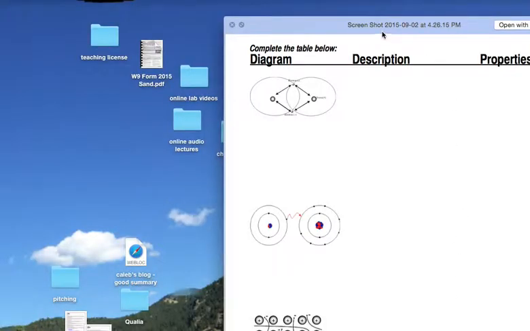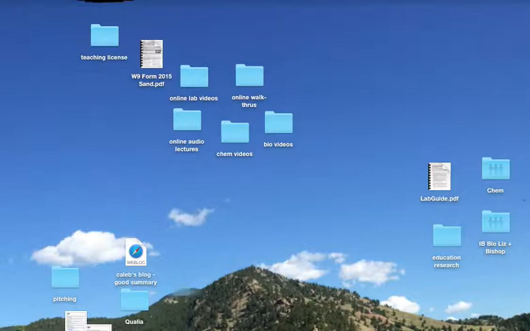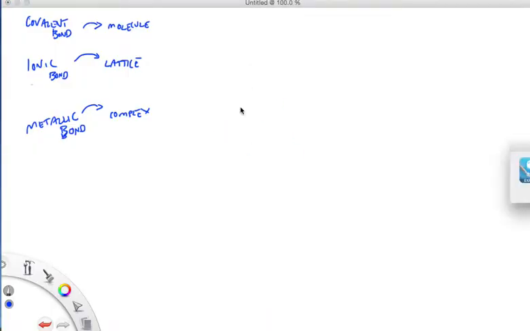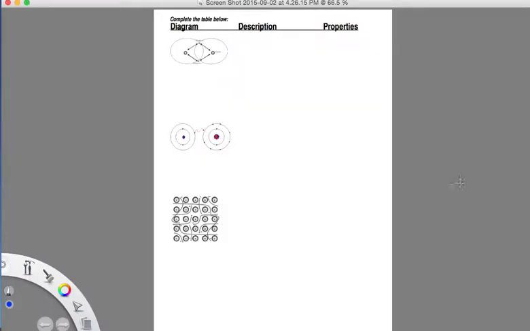Now I'm going to go to your little worksheet here. I'm going to use this. I'm going to drop this in here. So I want to describe what the electrons are doing in each one of these structures.